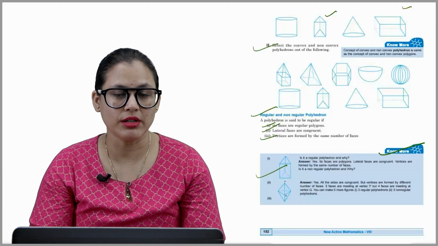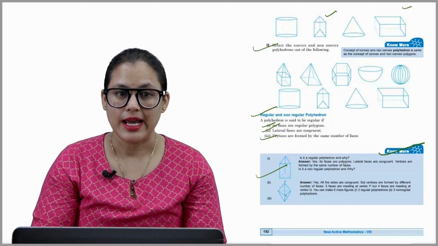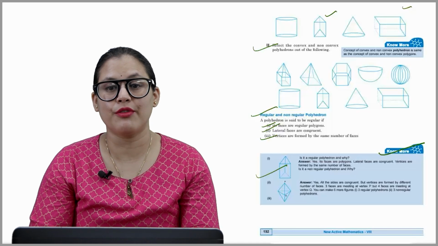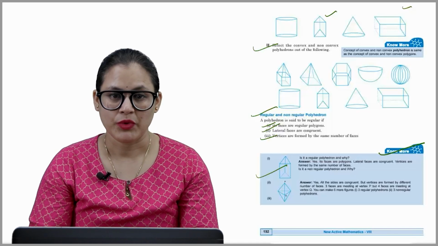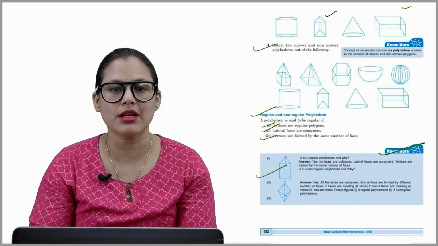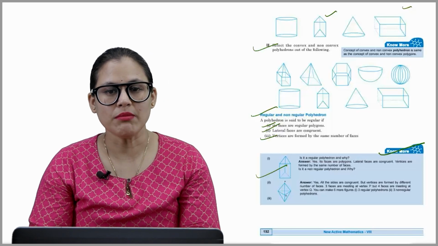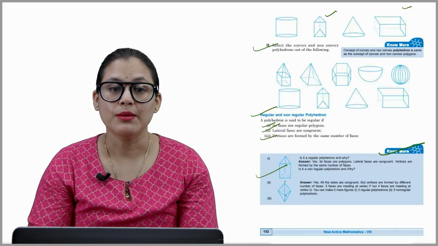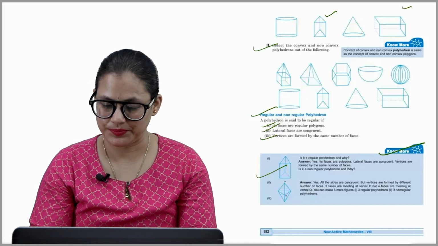Is it a non-regular polyhedron and why? Yes, all the sides are congruent, but vertices are formed by a different number of faces. 3 faces are meeting at vertex P, but 4 faces are meeting at vertex Q. You can make 6 more figures, 3 regular polyhedrons and 3 non-regular polyhedrons, right?